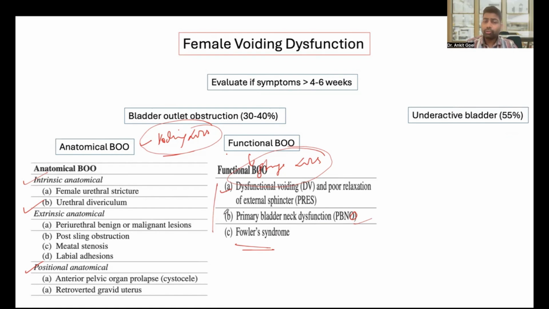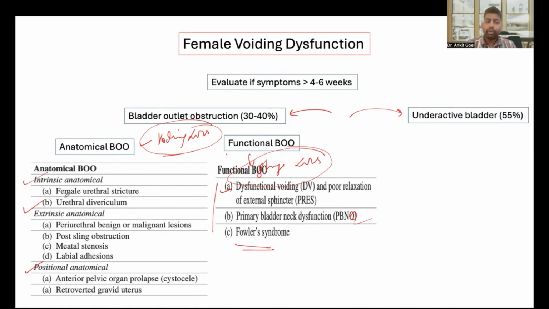To differentiate functional bladder outlet obstruction from anatomical bladder outlet obstruction, you have to consider video urodynamics as the gold standard. You can reach a conclusion about your underlying voiding dysfunction by video urodynamics. Normal urodynamics can help you differentiate between a bladder outlet obstruction and an underactive bladder, but it won't be able to categorize anatomical versus functional bladder outlet obstruction.